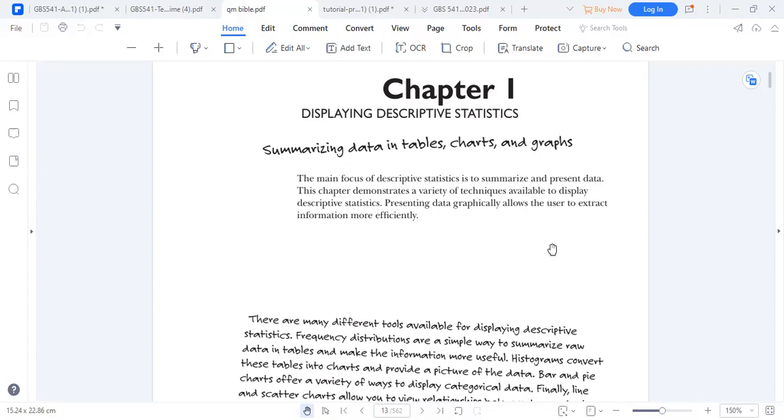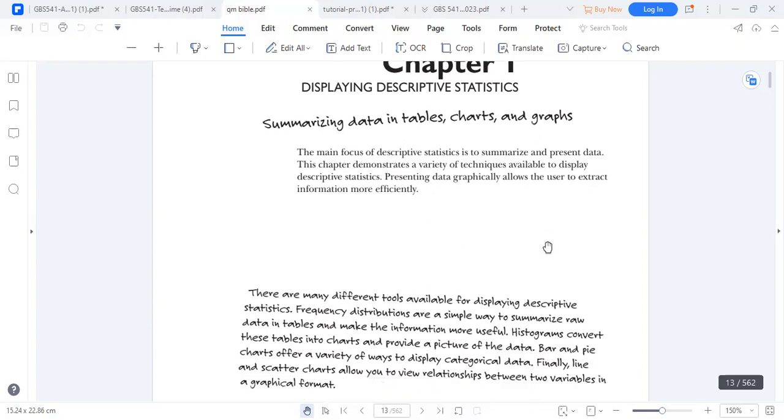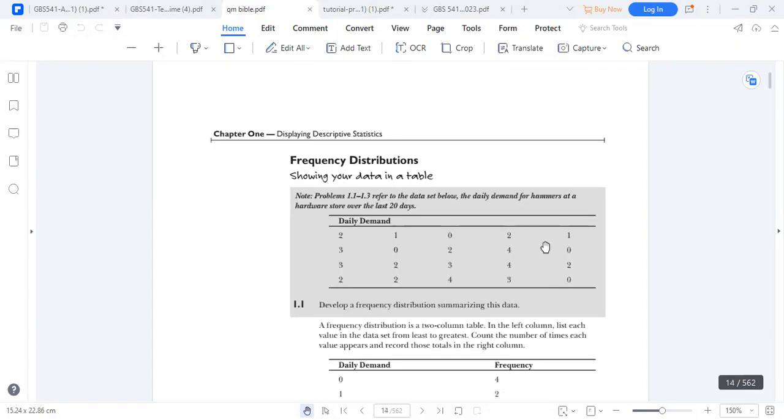So we have a number of tools that we're going to use in displaying statistics. They are what we call frequency distribution tables. They are what we call histograms. They are what we call bar charts. They are what we call scatter diagrams. So all these are important for you.